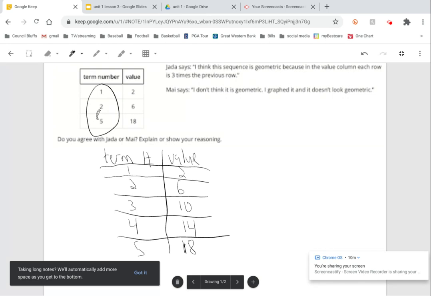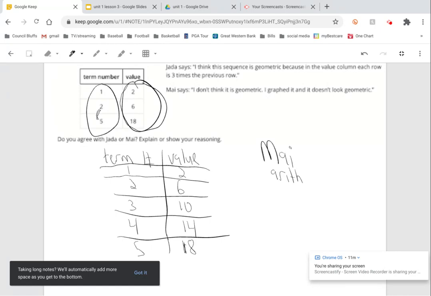So even though at first glance this looks like it's geometric, it's actually arithmetic. I misspoke. Even though that value column makes it look like it's geometric, that we're multiplying by 3, it's actually arithmetic. Okay, so to answer the question, do you agree with Jada or Mai? We agree with Mai because the values are increasing by 4. It's an arithmetic sequence, and our common difference is 4. We're adding 4 each time.